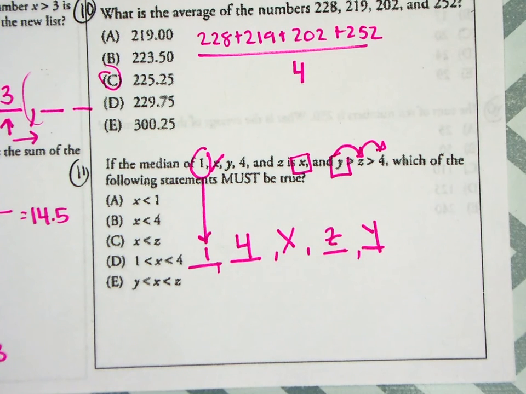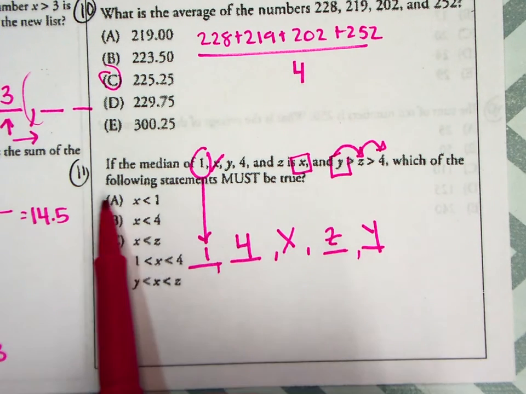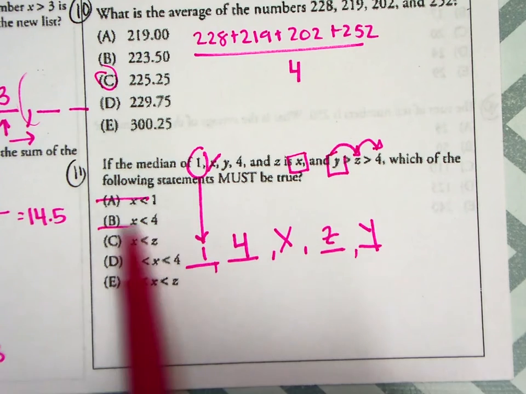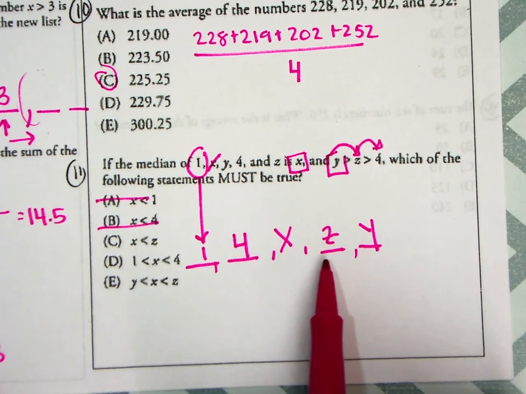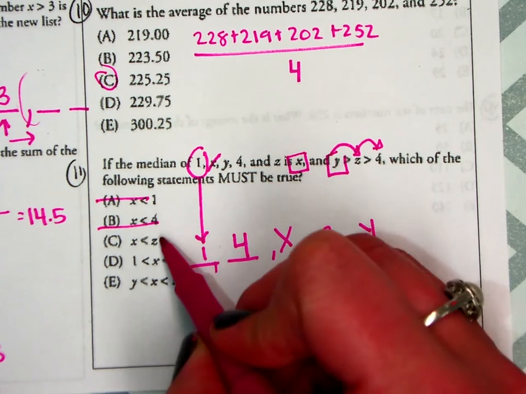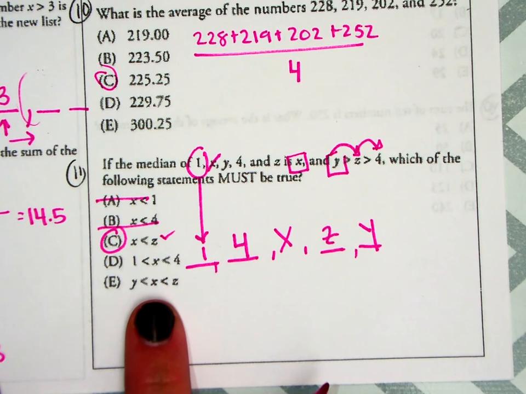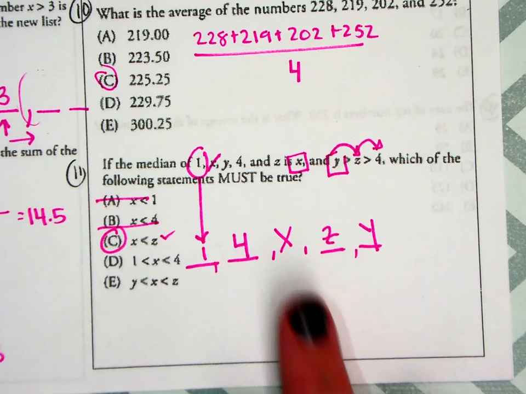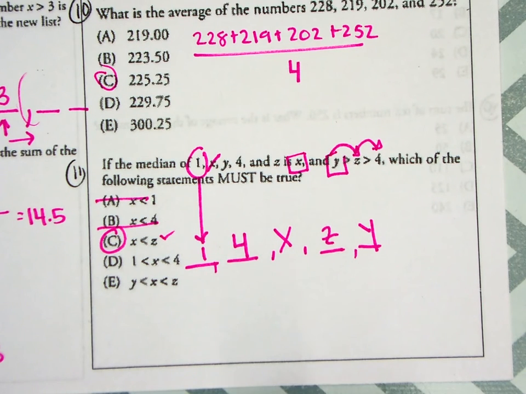We want to know which statement is true. X is less than 1. Nope, it's bigger. X is less than 4. Nope, it's bigger. X is less than z. That is true. So it is C. We know x is not between 1 and 4, and we know that x is not between y and z. So the correct answer here is C. On these problems, start in the center, start with what you know, and then from there, build upon it.